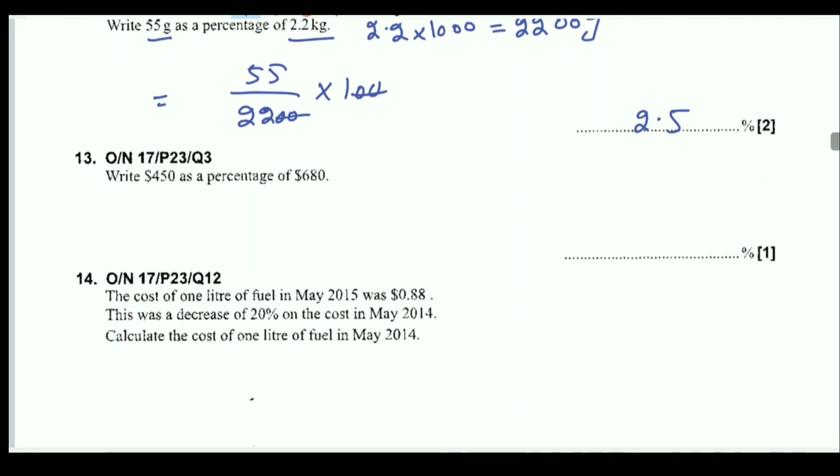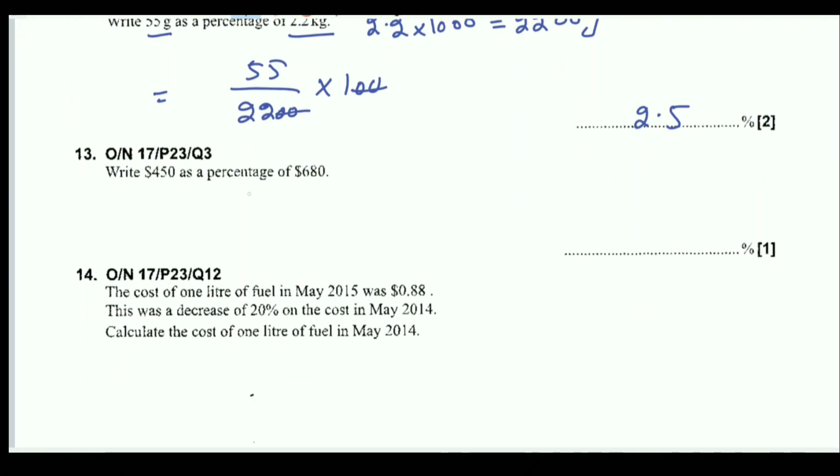Okay. So write 450 as a percentage of $680. Both units are the same. 450 over 680 multiplied by 100. If you simplify, you will get your answer.